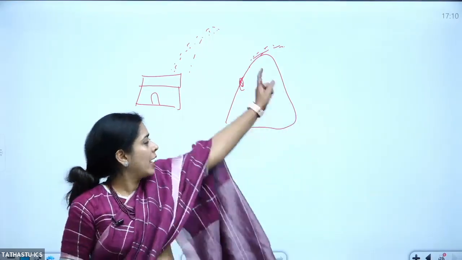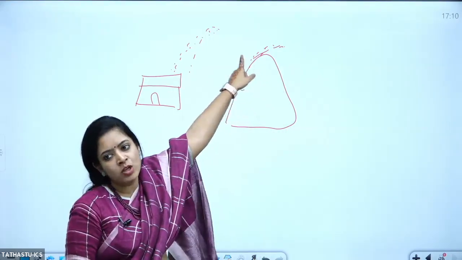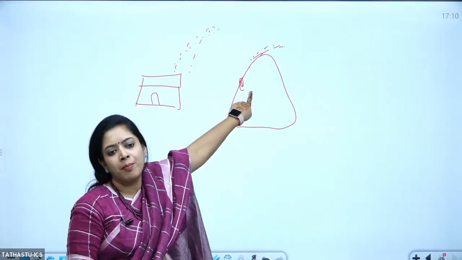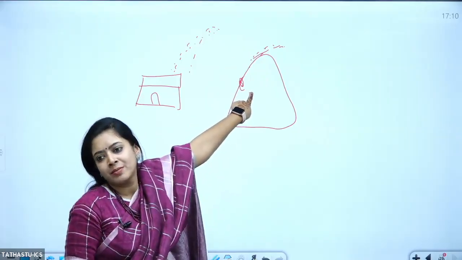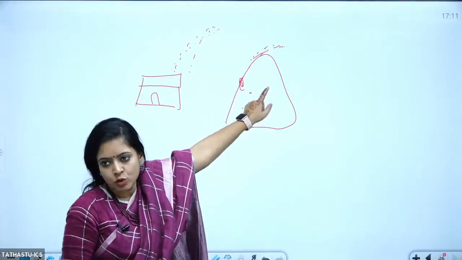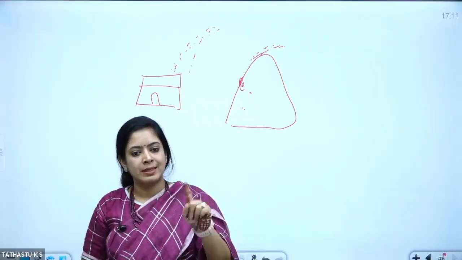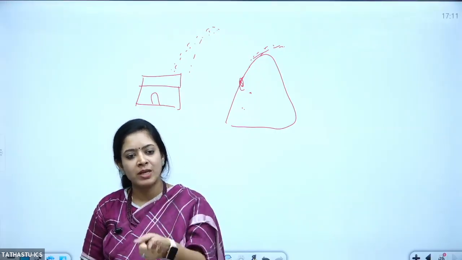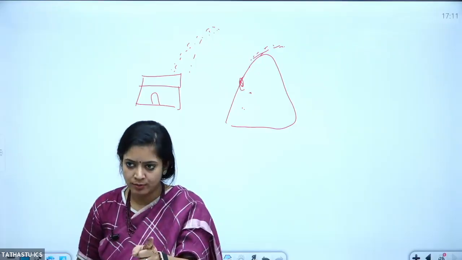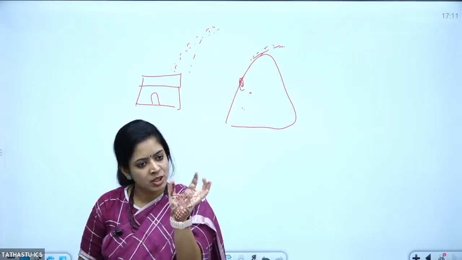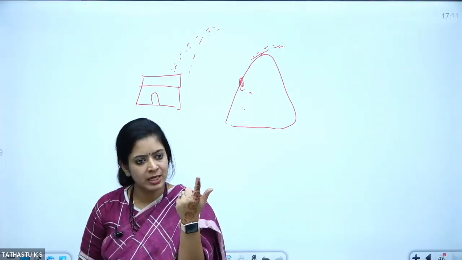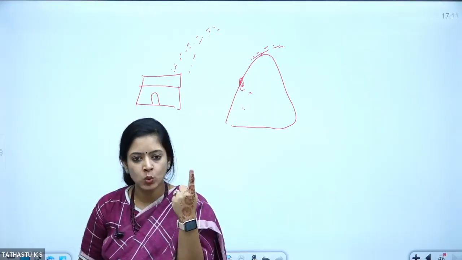Because hetu means smoke was not present in paksh. Problem. So we must ascertain, we must be sure that the smoke must be present on paksh. This is known as paksh dharmata. First condition for valid hetu.